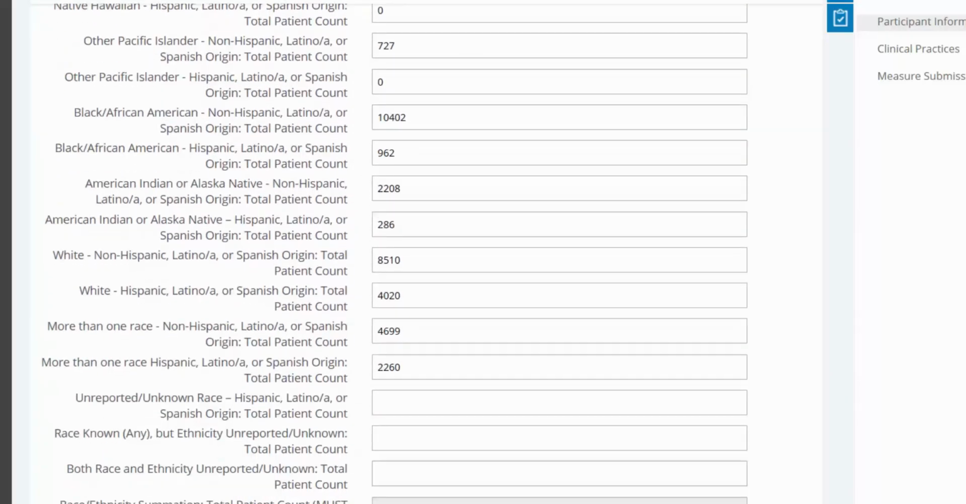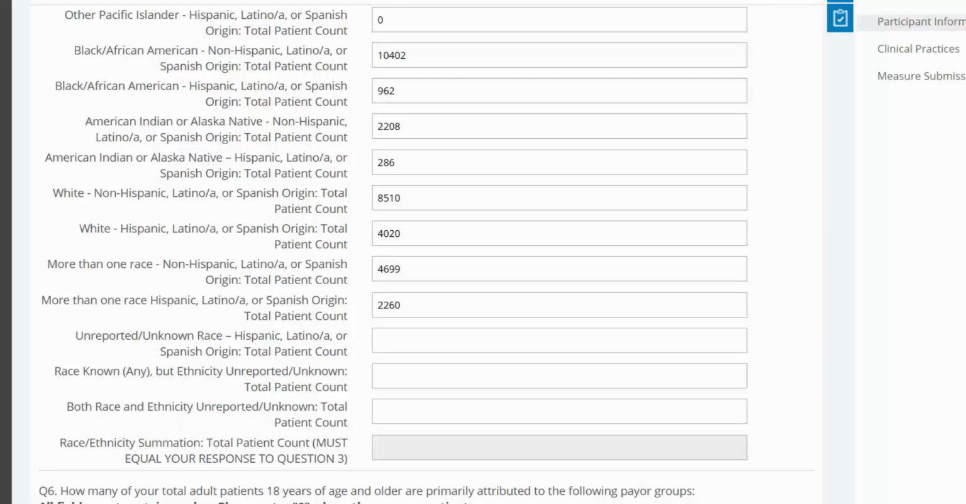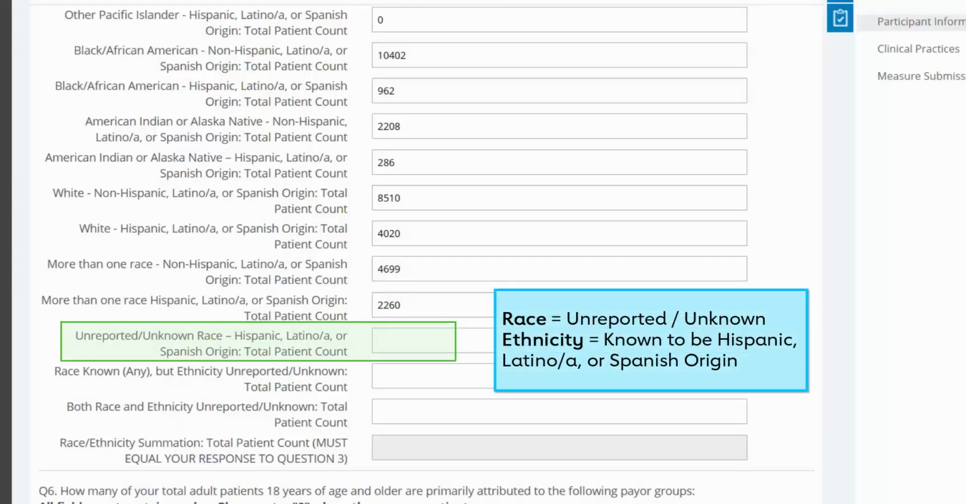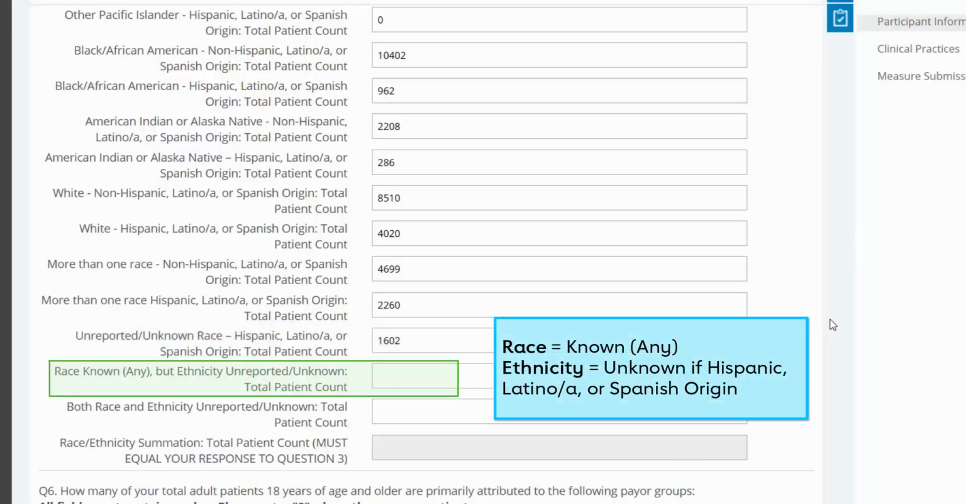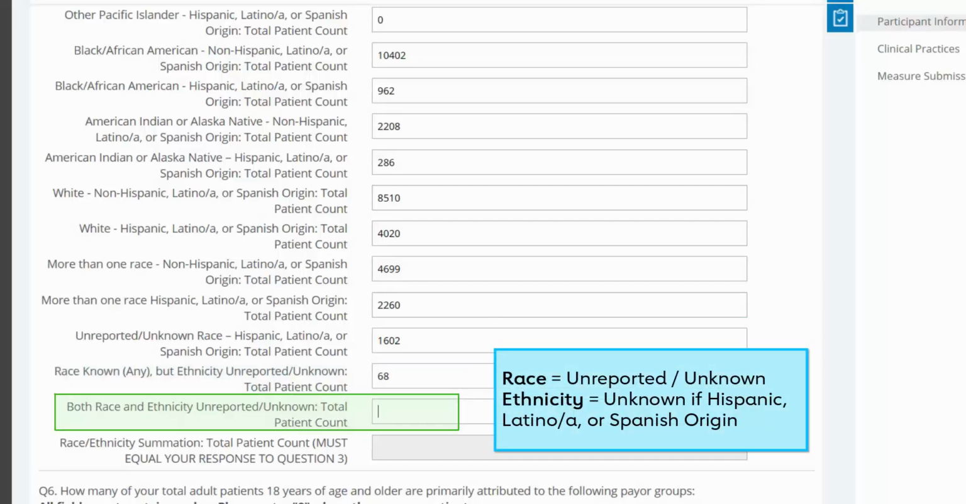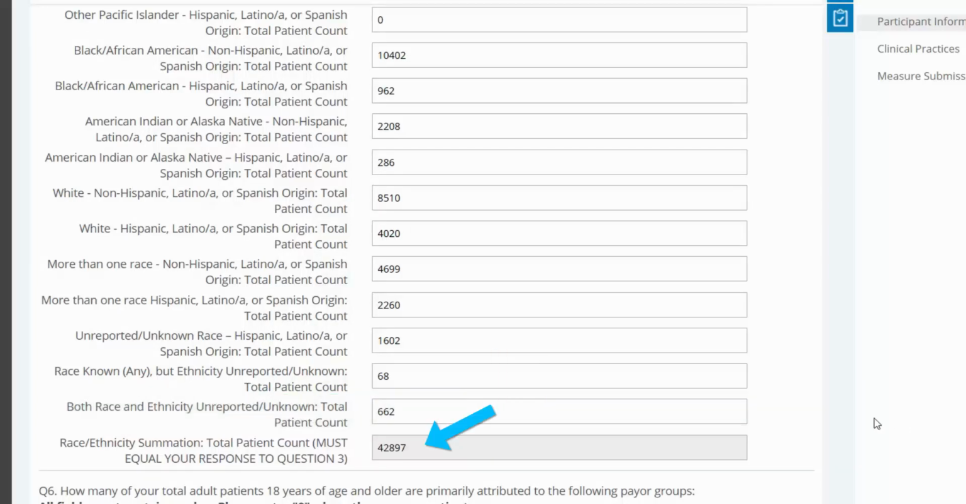Here is the data that I have. The final three fields are inclusive of all patients who have either their race, ethnicity, or both unknown or undisclosed. If they have identified as Hispanic, Latino, or of Spanish origin, but not disclosed their race, place them in the first of these three final fields. If they have identified their race, but not their ethnicity, place them here. Finally, if you know neither their race nor ethnicity, place them in the final field. Once all fields are filled in, an automatic total of what you have entered populates at the gray box at the bottom. This box must equal your answer to question 3.